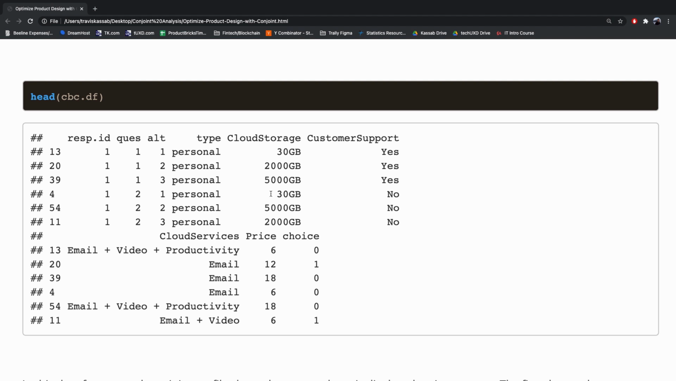So what a stacked data set is, is that there are multiple observations per respondent. So one respondent is going to be on multiple rows. This is different from a respondent level data set, where each row is the purchase decision that the user made.